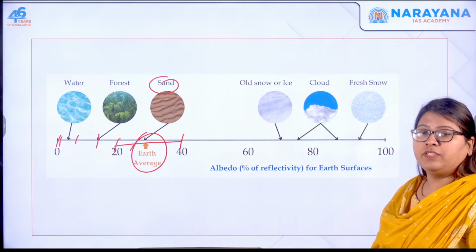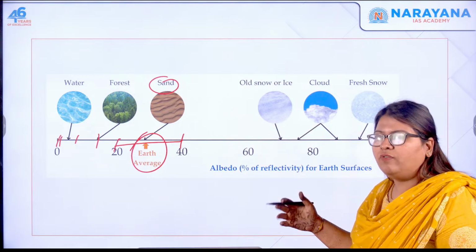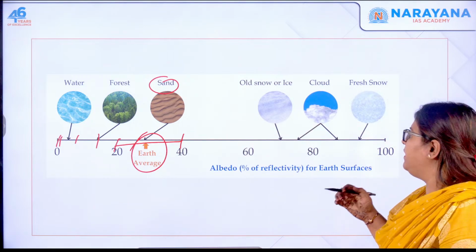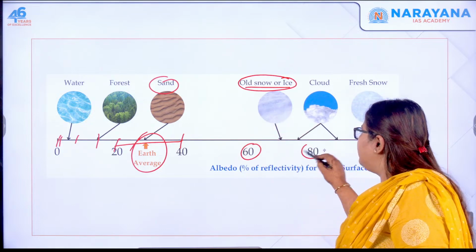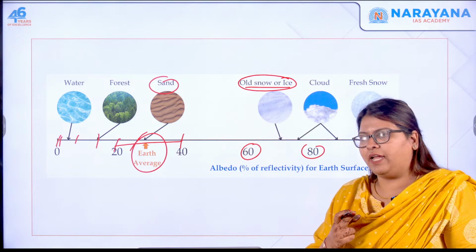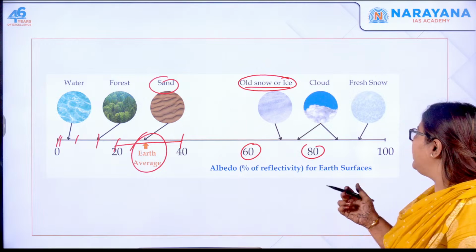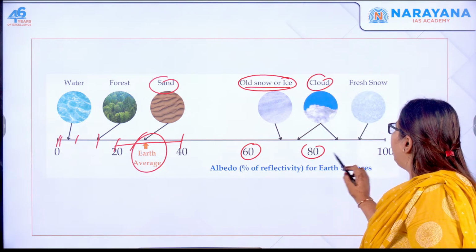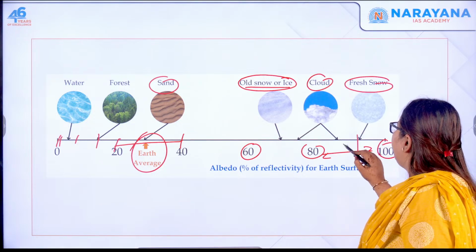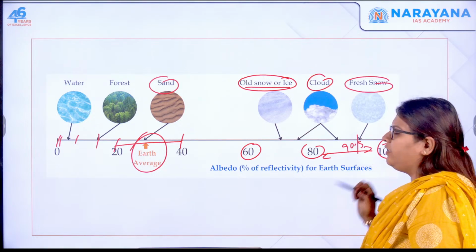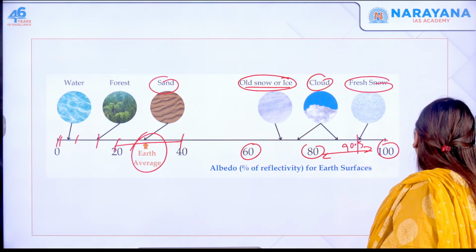Whereas if you see the percentage of reflectivity of the cryosphere, whether it is old snow, new snow, ice or cloud, we can see here old snow or the ice is somewhere between 60 to 80. So look at the amount of reflection that it can send back, so that the temperature is regulated, the temperature is colder. Next one, the cloud is around 80 to 100, and then the fresh snow is almost 90 to 95% reflectivity. Okay, so this is the albedo for earth surfaces.